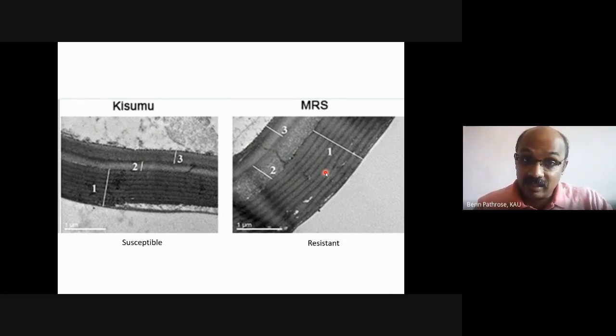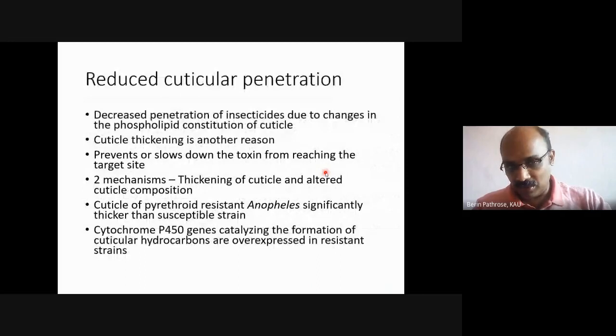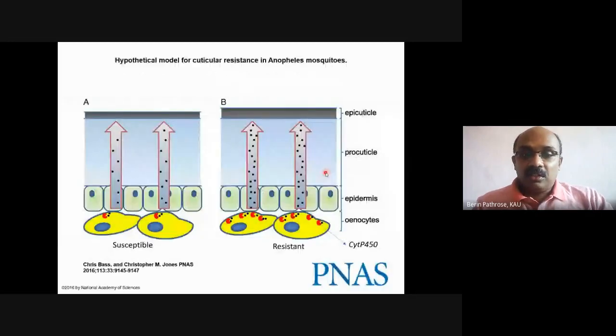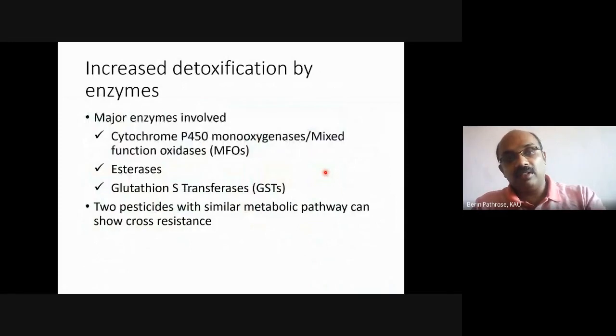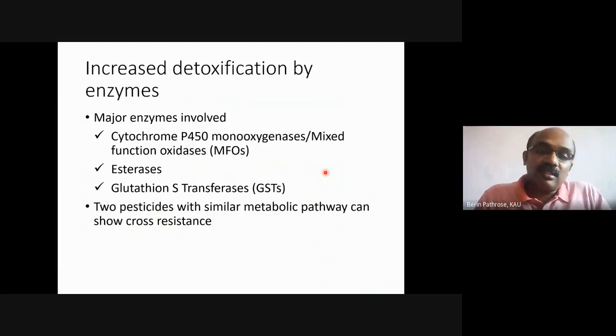There can be alterations in the gene which will enable insects to increase the cuticle composition. Okay, are you clear with this increase in the cuticle thickness? Yes, sir. The next mechanism most of you might be very familiar with, that is one which is usually taught to students also. Increased detoxification because of the presence of more detoxification enzymes.